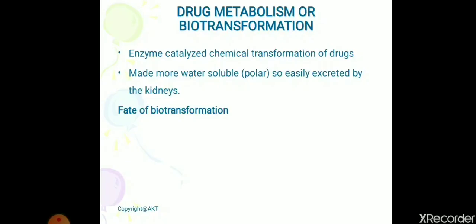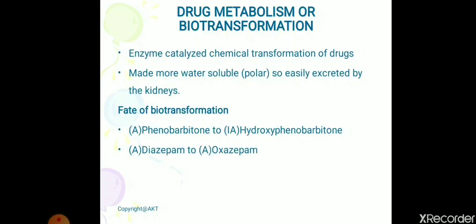Fate of biotransformation. After the metabolism, the drug can be converted to different forms. That is the fate of biotransformation. Let us see one by one. First one, phenobarbital and hydroxyphenobarbital are given with A and IA in brackets. A is the active form, IA is the inactive form. So the first outcome of biotransformation is the conversion of an active form of a drug to an inactive form. Kindly note down like this. First fate is conversion from active form to inactive form. Example, phenobarbital, which is the active form, to hydroxyphenobarbital, which is the inactive form.